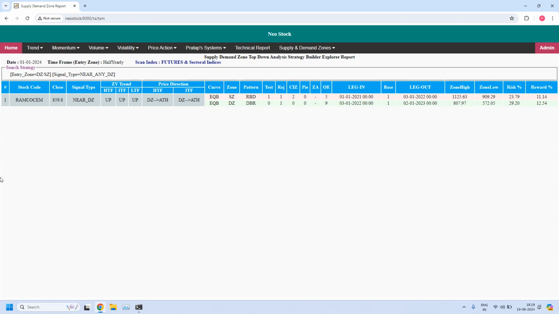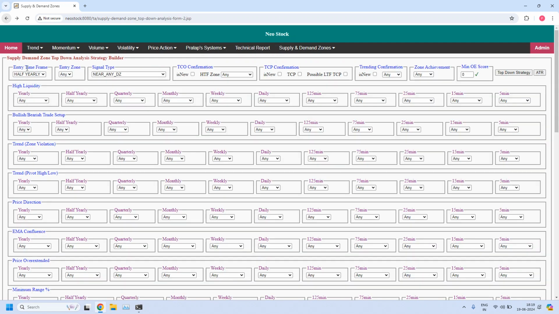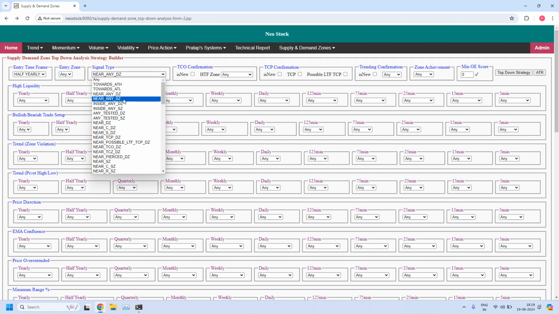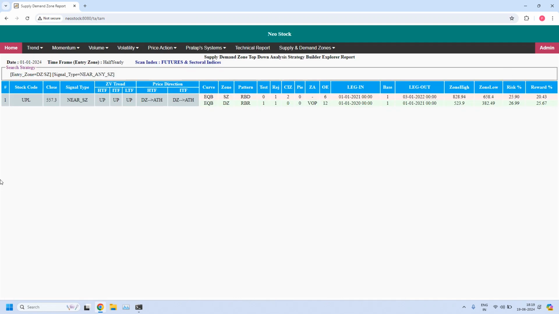Okay, now let me generate the next report. I'm going back. For half-yearly time frame, let us find the stocks near half-yearly supply zone. Only one stock is filtered near to the half-yearly supply zone.